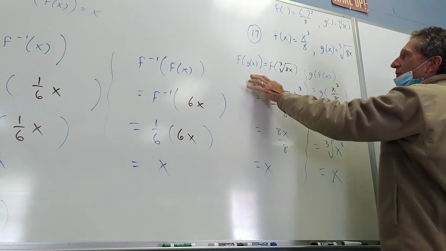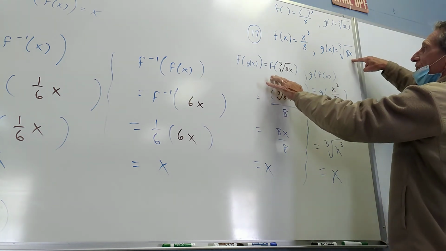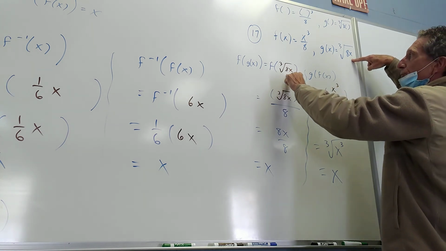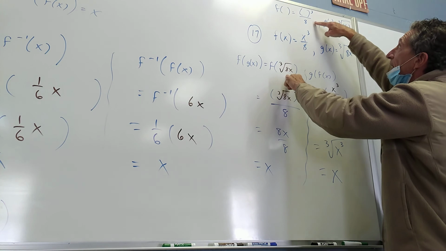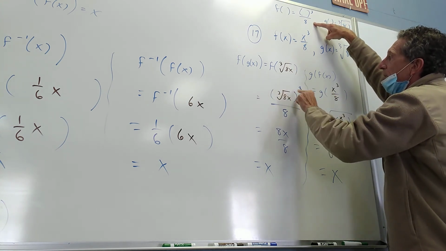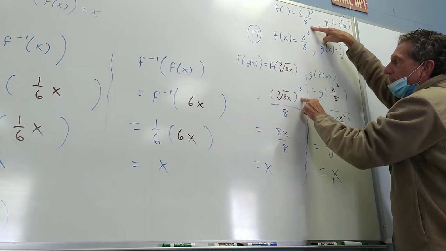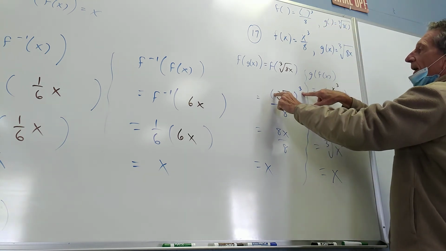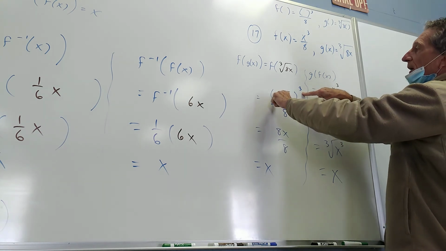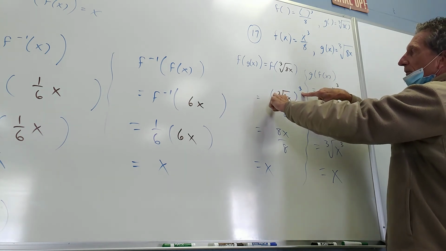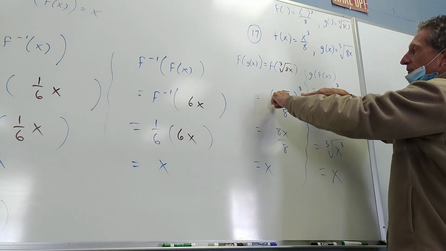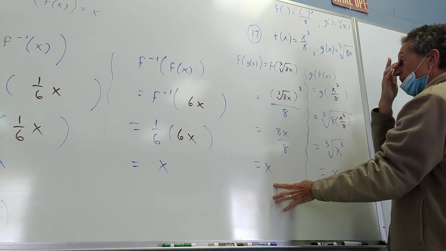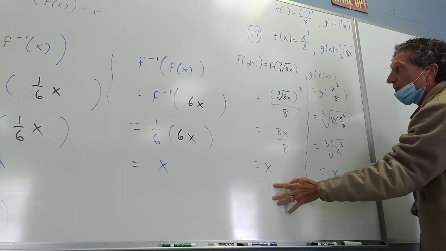So f of g of x is equal to f of what g of x equals, which is cube root of 8x. Then I will do to cube root of 8x what f does. F will cube this, and then divide that by 8. Cube roots and cubes, when done in tandem, undo each other. So the cube of cube root of 8x is 8x. And 8x divided by 8 is x, and that's the first half of the verification process.